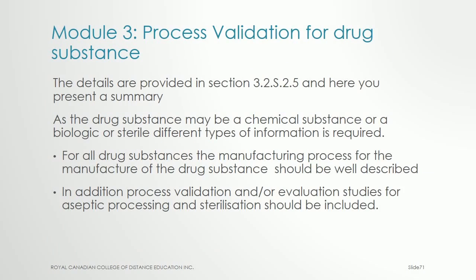As the drug substance may be a chemical substance or a biologic or sterile, different types of information are required. For all drug substances, the manufacturing process for the manufacture of the drug substance should be well described. In addition, process validation and/or evaluation studies for aseptic processing and sterilization should be included.